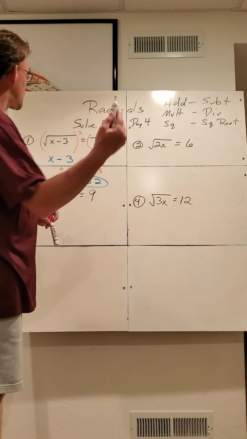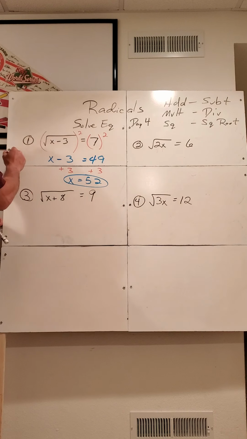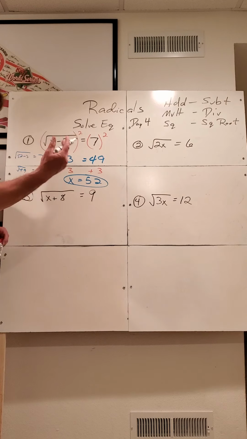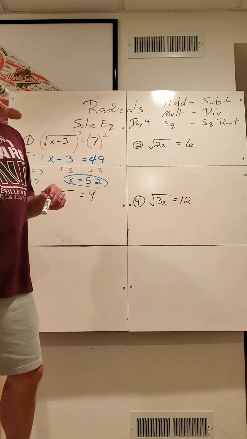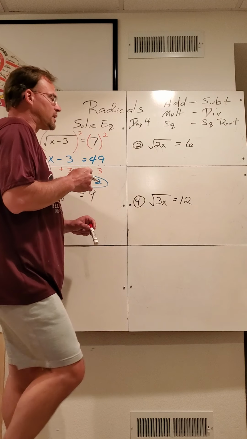You don't believe me? You don't think it's going to work? Let's plug it back in and check it out. Square root of 52 minus 3 equals 7. Well, 52 minus 3 is 49. The square root of 49 is 7. 7 is 7. Answer's good. I'm not going to check all of them today. I just want to make sure you believe me when I tell you something.